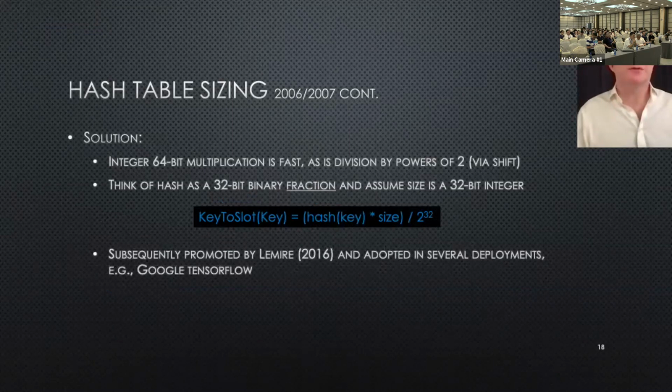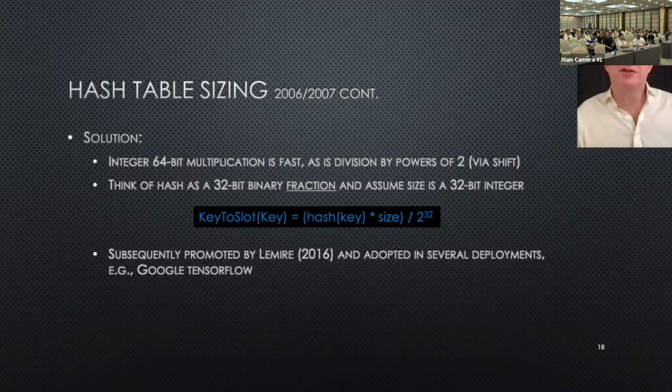So here's the solution. We know that integer multiplication, even 64-bit integer multiplication, is fast. And we also know division by powers of 2 is fast. You just do a few shift operations. So can we do something that doesn't involve integer division, yet still uniformly distributes the hash values across the slots in the range of 0 to size - 1?